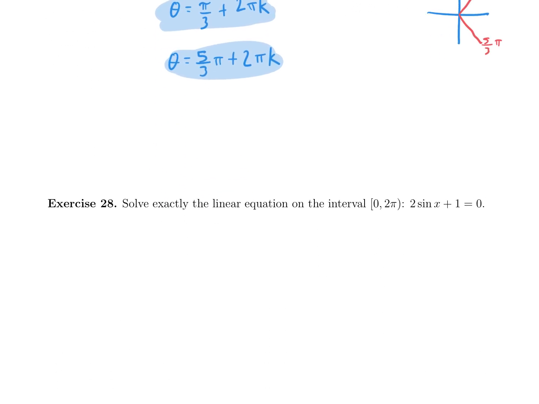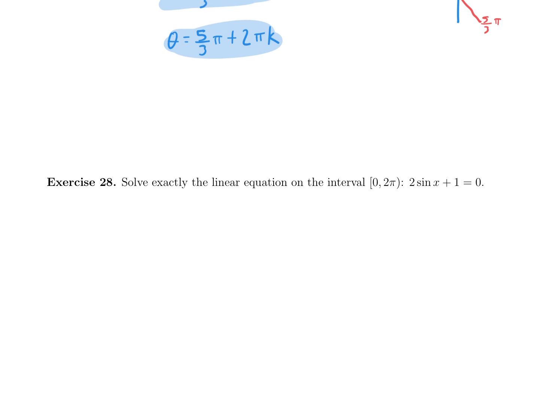This one is very similar. However, look at the trig function. Sine is not isolated, so that's the first step. The other thing you notice is that they're asking us to solve for the solutions on an interval. That makes it a little different. You don't have to find all the coterminal angles because you only have to find the solutions between 0 and 2 pi. That makes it a little easier. Okay, let's solve this equation.